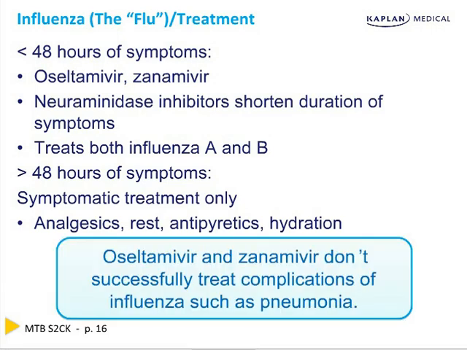And the neuraminidase inhibitors are symptomatic. They simply make you feel better. And oseltamivir and zanamivir don't treat complications of influenza, such as the pneumonia. They simply make you feel better faster.